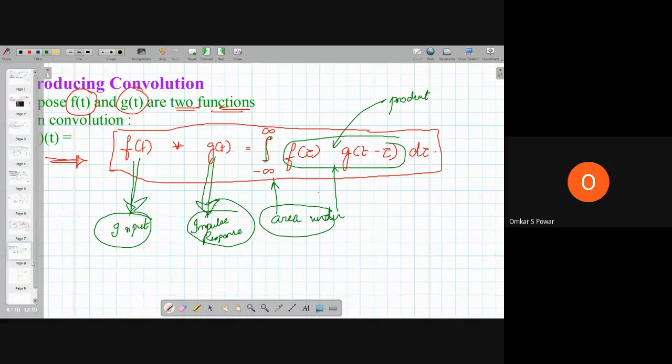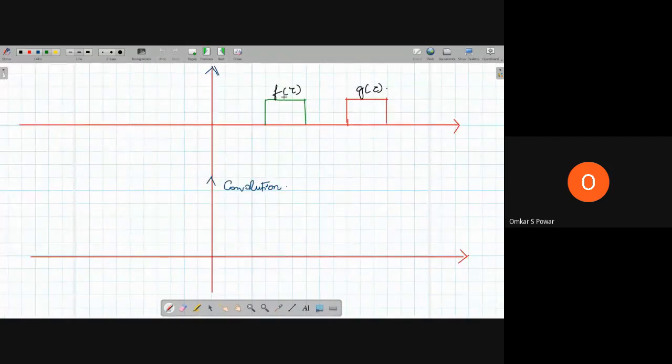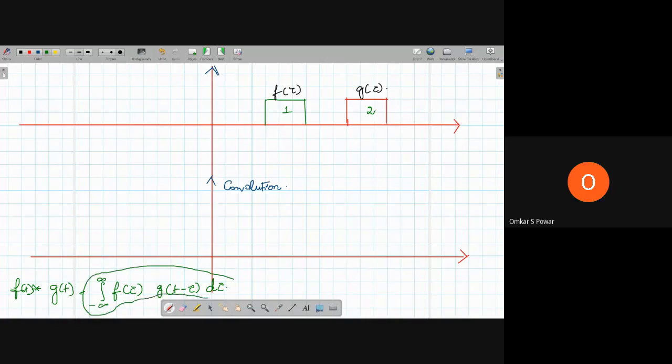Now let us take two signals, f of t and g of t. This is signal number one and signal number two. So what does convolution say? Convolution of two signals, f of t convolved with g of t, you will get the integral from minus infinity to infinity of f of tau g of t minus tau d tau. Let's see how this operation of convolution works.